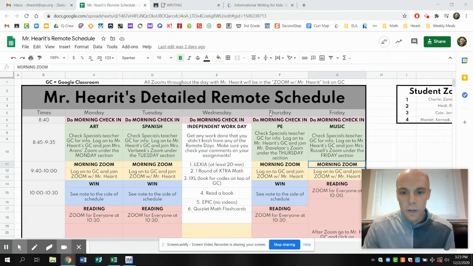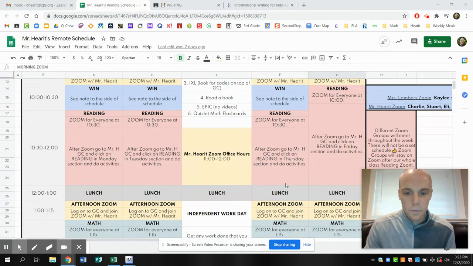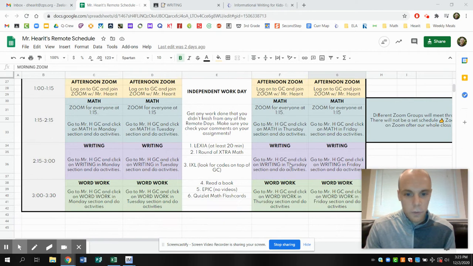Let's get moving along right here. So I'm going to let you know where we're at. We're on Thursday. We are on our writing section, right towards the bottom. So right around 2:15, even you might have gotten done with math a little bit early today, which would have been awesome. So you might be here a little bit early or a little bit later. That's okay. As long as you get done, it's all right.